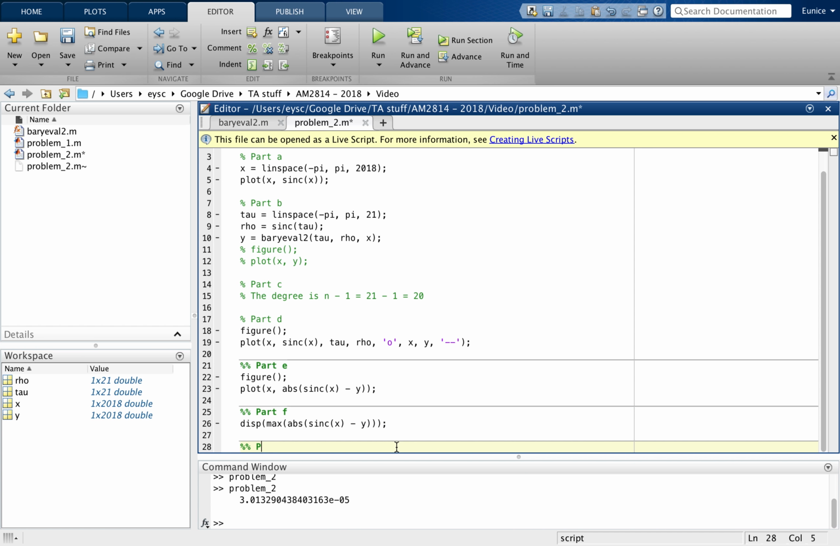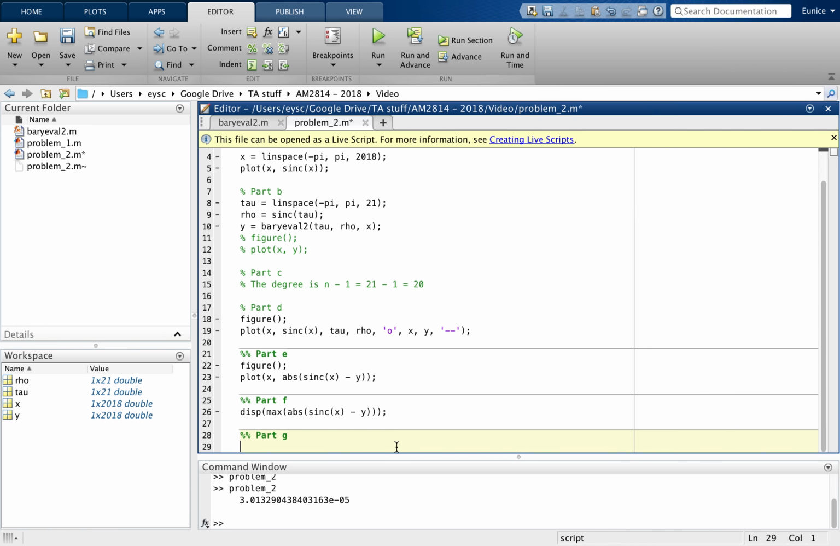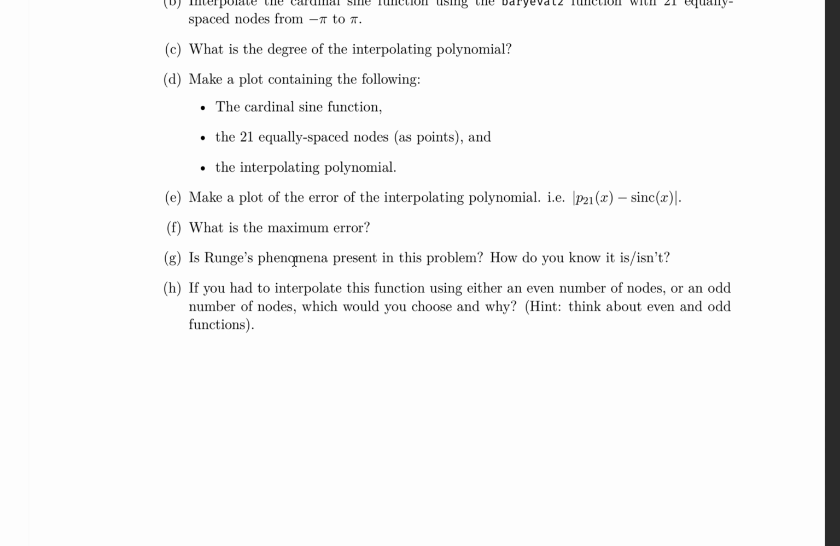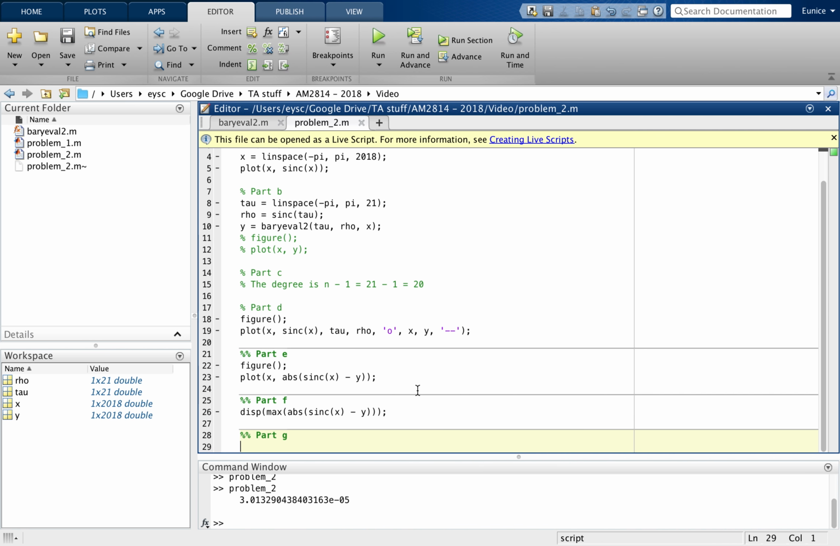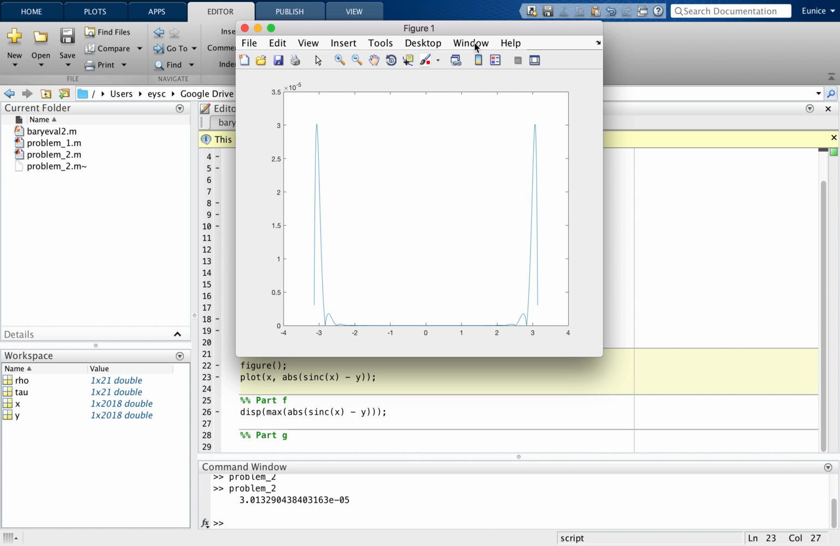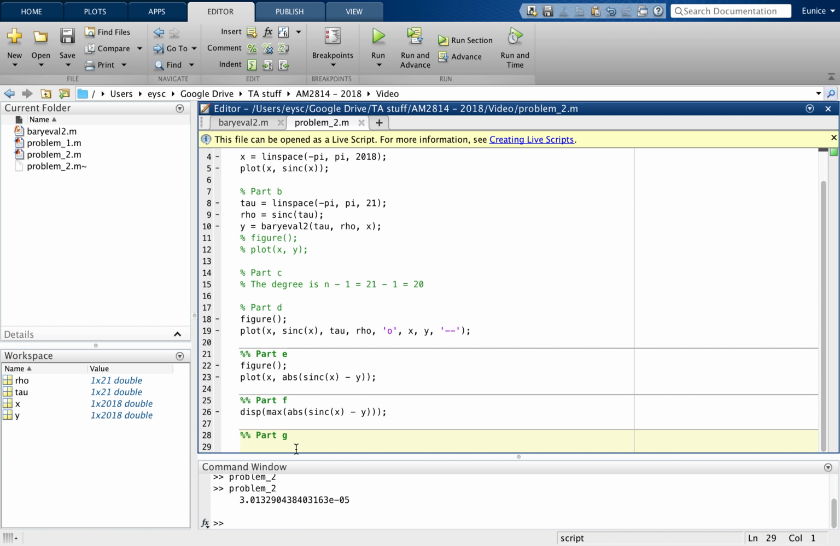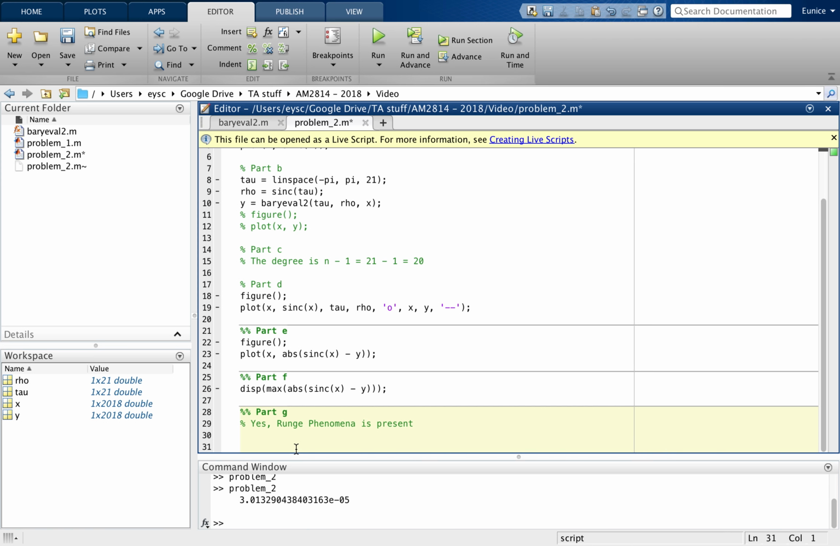Alright, so for the next question, for part G, is Runge phenomena present in this problem? How do you know it is or it isn't? So from this, we can just look at the error plot, which I have deleted, but now it's back. And since it has the spikes here, it means that Runge phenomena is present. So we can say that is present. Yes, Runge phenomena is present. And of course, during the midterm, should this question show up, you need to explain it further.